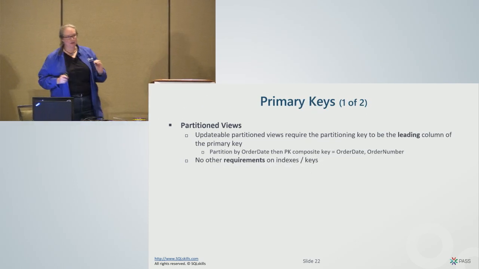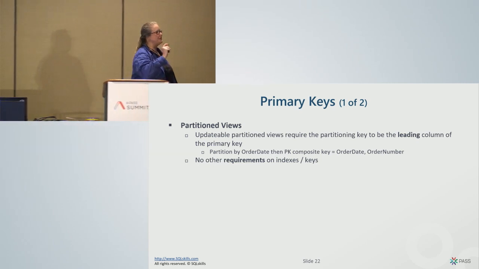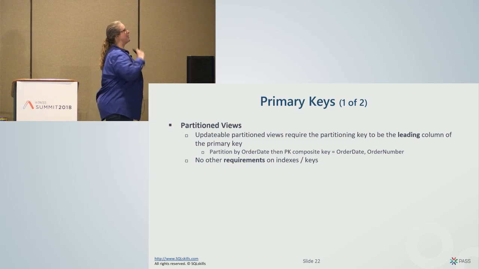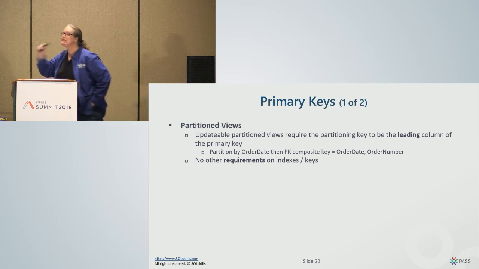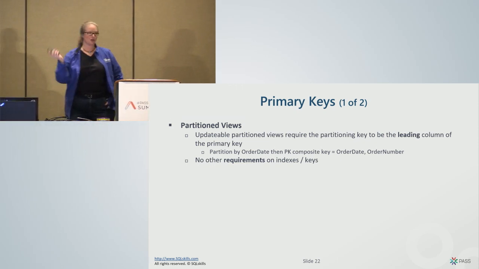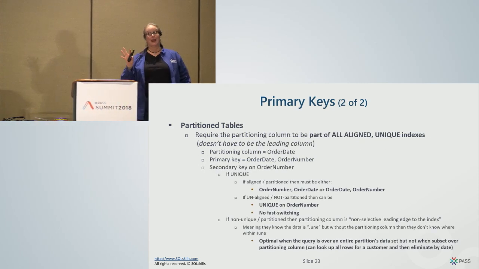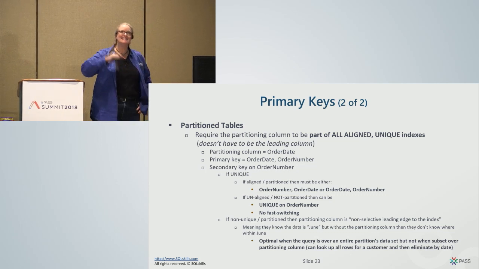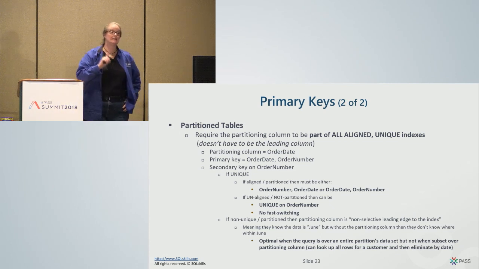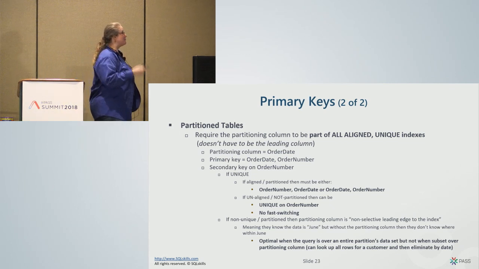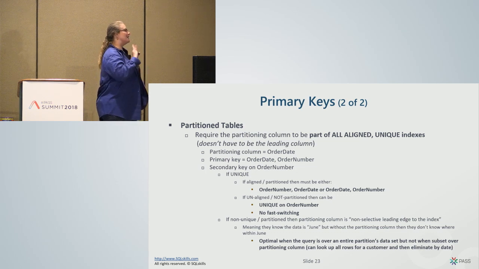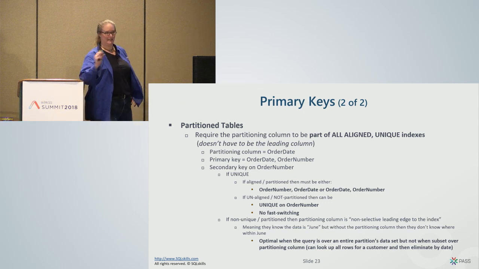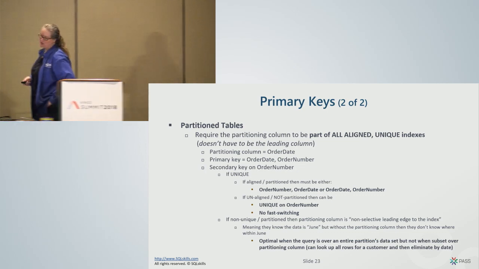Okay? Now, I've got 2 slides on primary keys. I mentioned these, but I just put these in to make sure it was really clear, because if you mess this up, you won't be able to do this easily. Updatable partition views require the partitioning key to be the leading column of the primary key, okay? And there's no other requirements. For a partition table, it's way more challenging, okay? You do have to have that partitioning column in every unique index, but it doesn't have to be the leading column. But it does get even a little bit more challenging than that. I've got notes here, but I'll just leave it at that and say the only thing you have to do is put the partitioning column in unique indexes. Okay, and there's a little bit more from an optimization perspective that's on there.